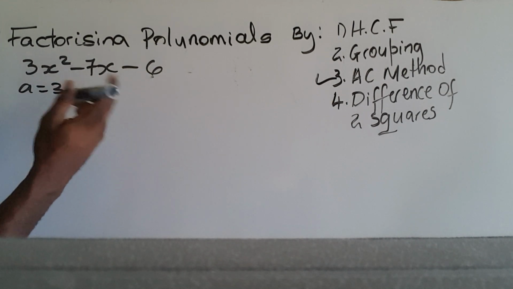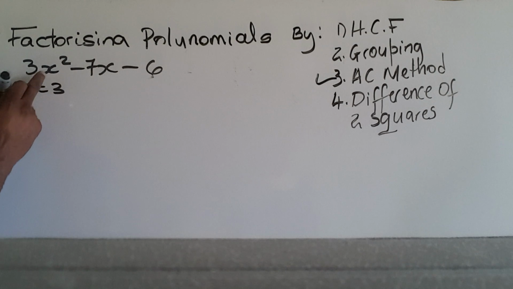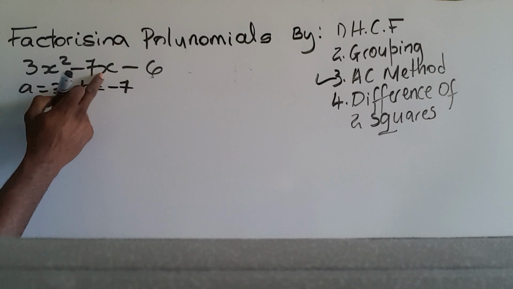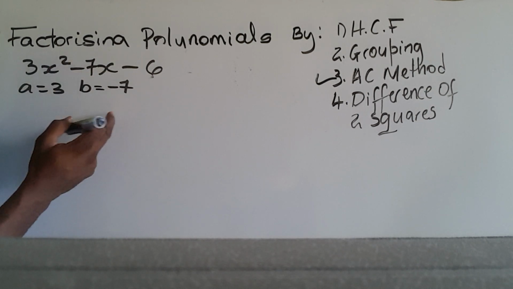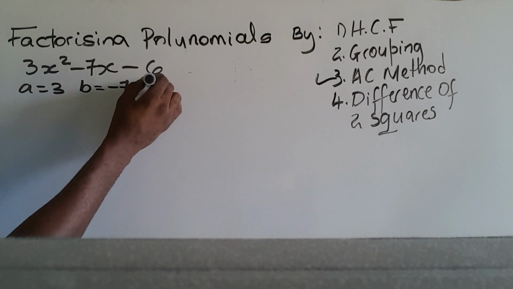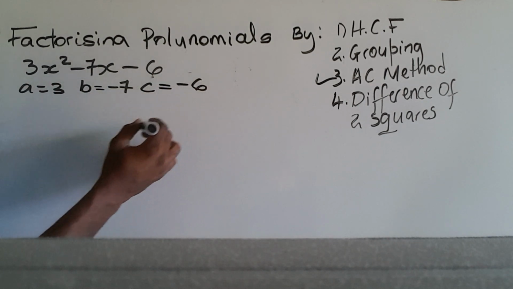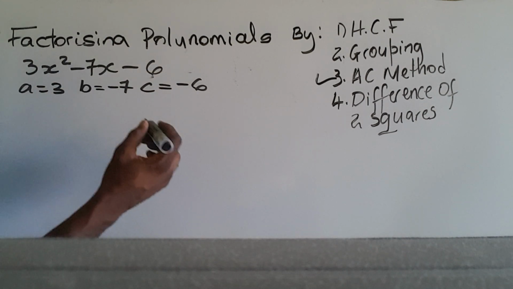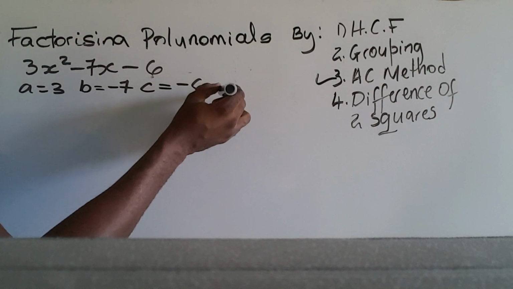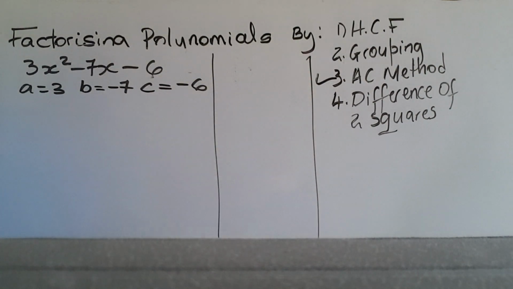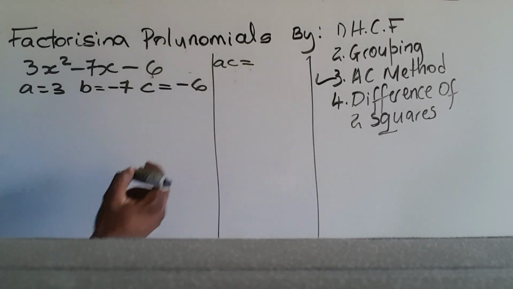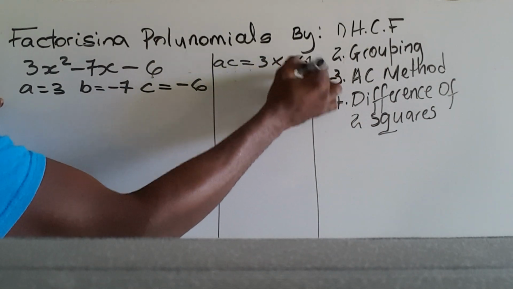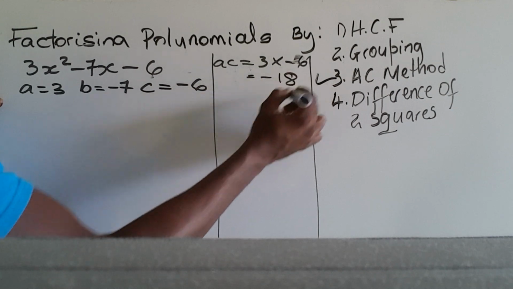So I'm going to write out my A, B, and C. A is 3, B is negative 7. A is the coefficient of the x squared. B is the coefficient of the x. And C is just a constant, negative 6, without any variable attached to it. It is called the AC method because we need to find AC. So let us quickly look at AC. AC means A times C. This is 3 times negative 6. So 3 times negative 6 will leave us the negative 18.